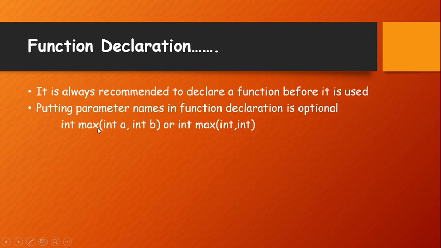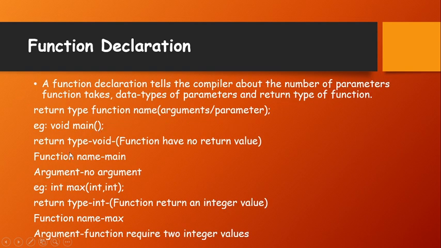So after writing the function, you have to give a semicolon. This is the format of function declaration. This is the first step of modular programming. We have to declare the function that we are going to use.